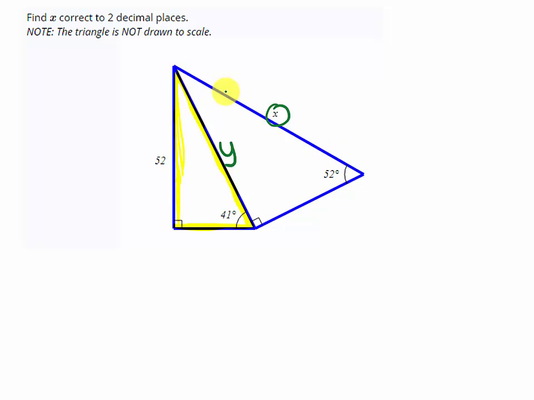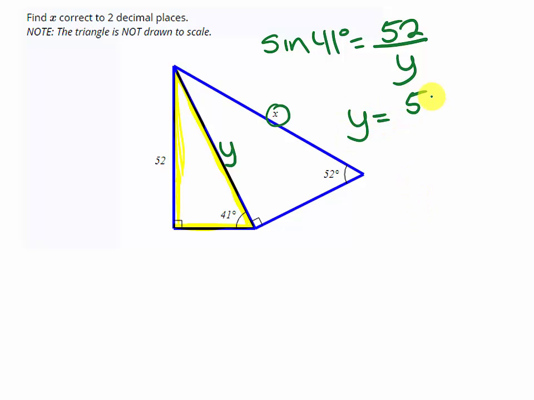So let's go ahead and set up a trig function to find the y. And I see I've got an angle of 41, opposite and hypotenuse, so that's going to be a sine function. Sine of 41 degrees is going to equal opposite, which is 52, over hypotenuse, which is y. Now we're going to solve that for y. So we've got y equals 52 over sine of 41 degrees.